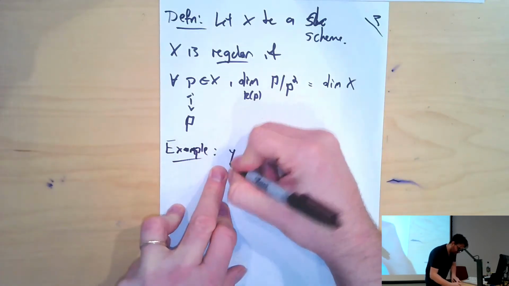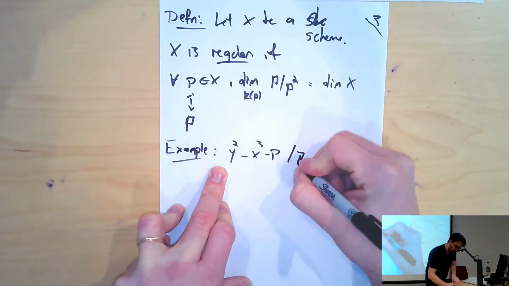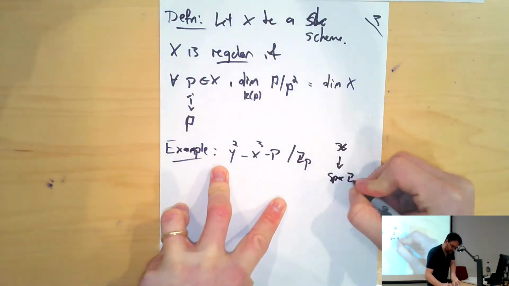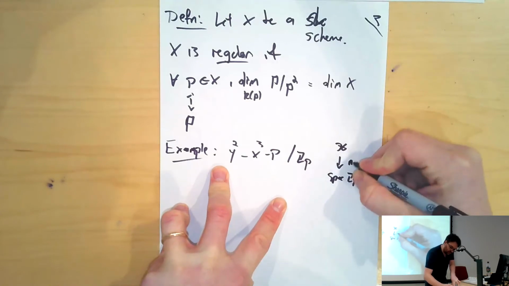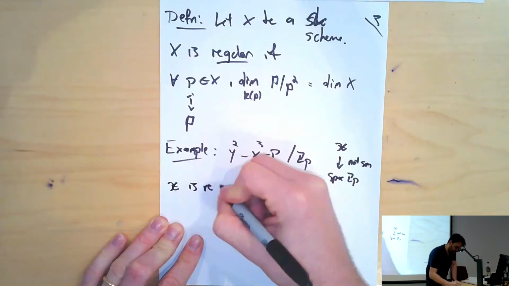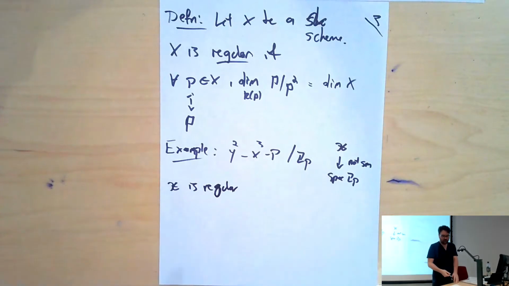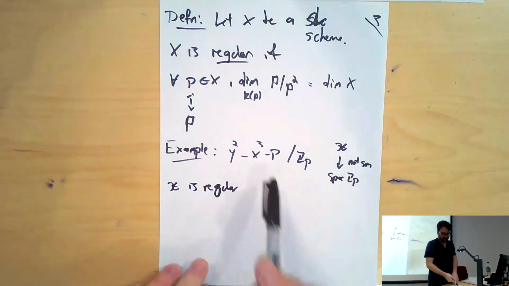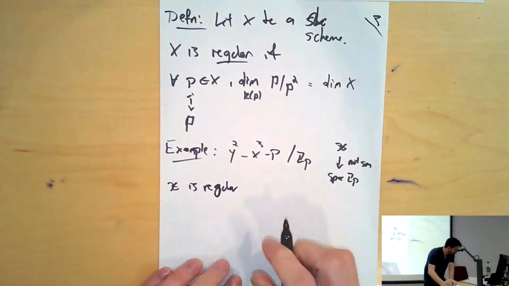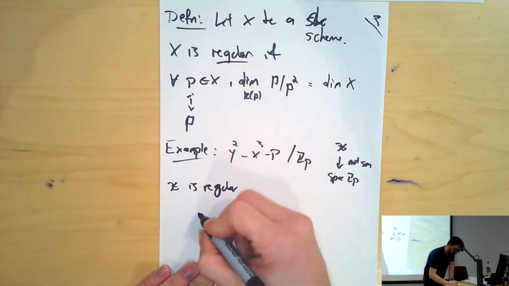if I take something like y squared minus x cubed minus p, but over Z_p, so X to spec of Z_p, this morphism is not smooth, but X itself is regular. If you don't like Z_p, you can do the same example over C adjoin T, but where p is T. Then it's like saying the total space of A2 is smooth, but the fibers are singular. This is regular. Here's the model.